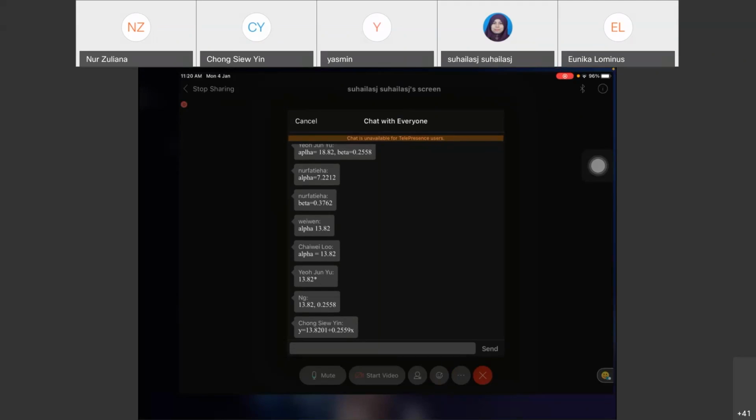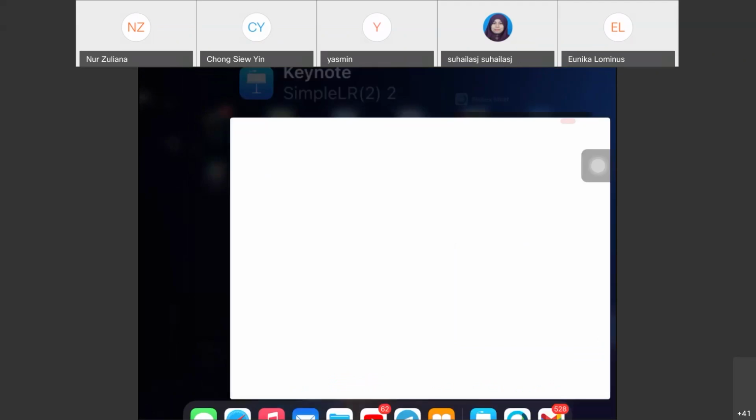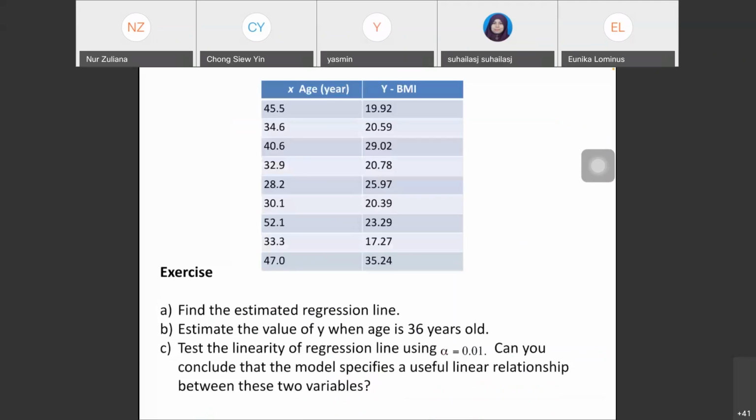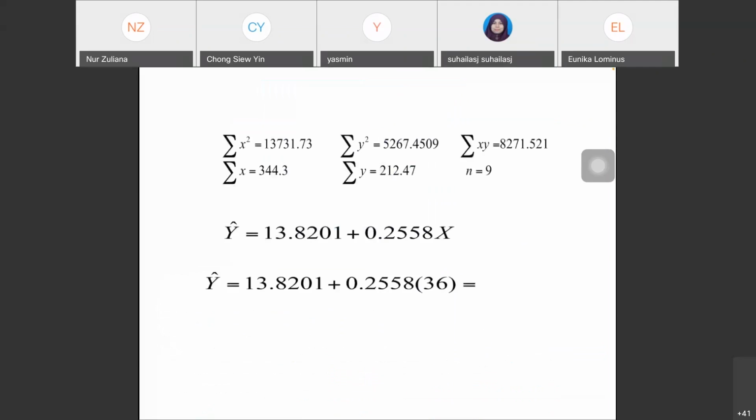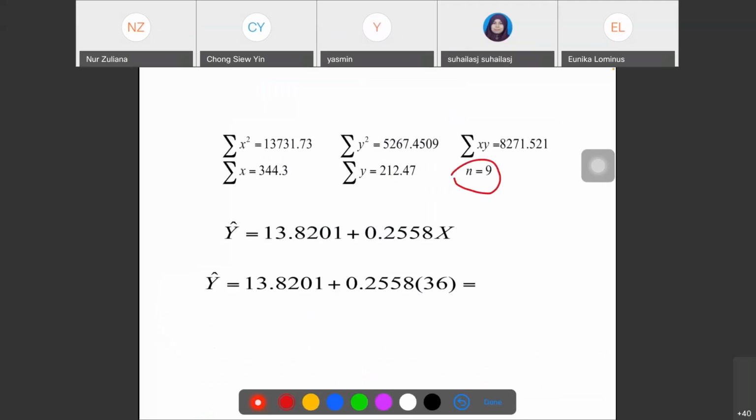Okay. So if you have your summation x squared directly computed, summation x squared, 1373.73, summation y squared, summation xy, and your total number of observations, 9. So you should get 13.8201 as your answer.